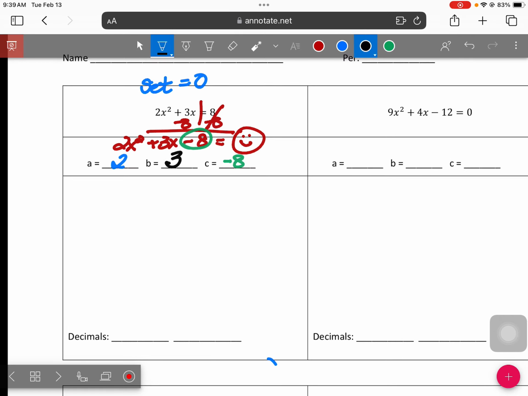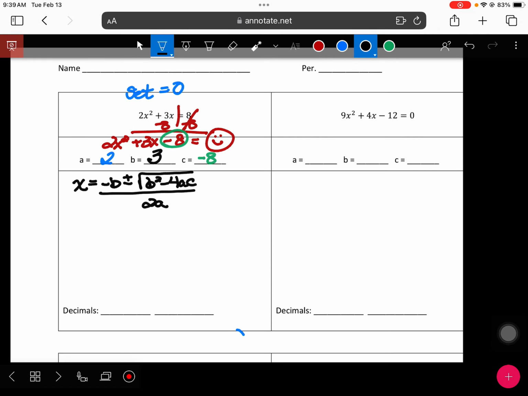So did you know there's a song that helps you with this? Guess who's going to sing it? X equals opposite of B plus or minus square root of B squared minus 4AC all over 2A. Do you know what song that is? I think it's Hickory Dickory Dock, isn't it? I don't know. I have to think about that now.